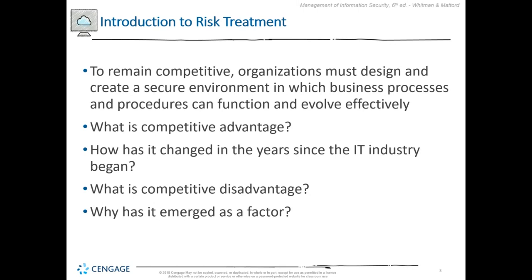What we ask now is, what is a competitive disadvantage, and why has this emerged as a factor? Competitive disadvantage is the state of falling behind the competition. Why has it emerged as a factor? Because organizations today improve technologies to avoid loss of market share, not to stay ahead of their competitors.